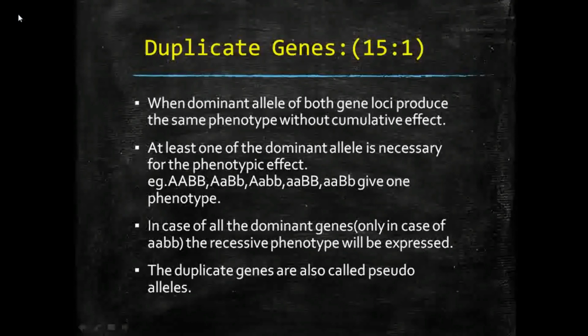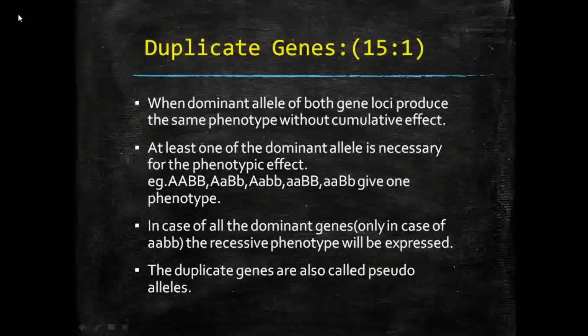In case of all dominant genes, they will show the same phenotypic effect. Only in case of small a and small b, where both recessive genes are present, will the recessive phenotype be expressed, which is different from the previous one. So these are duplicate genes. They are also called pseudo alleles.